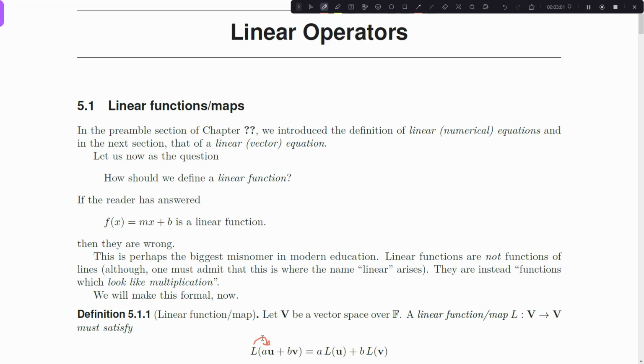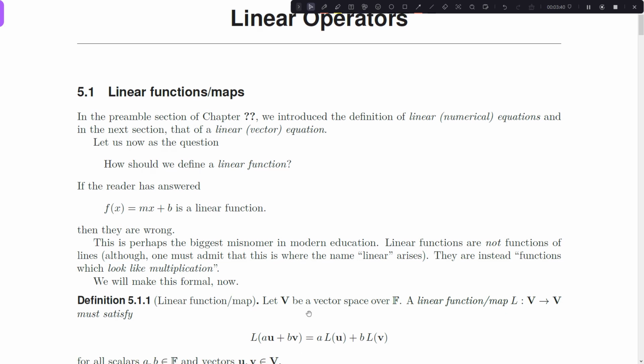L must distribute, L must commute with scalars. So those are the 2 properties that L needs to satisfy to be called a linear function or a linear map on a vector space. And that's what I mean by behaves like multiplication, because this is the very natural idea that we have for multiplication: distribution and commuting.